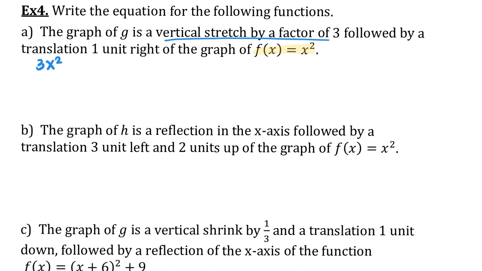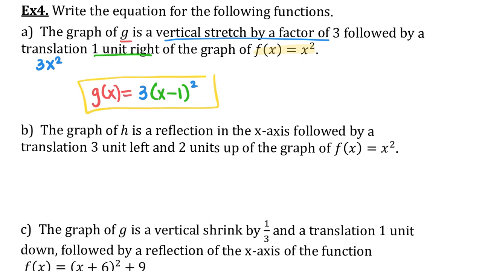Okay, then what am I going to do? Followed by a translation 1 unit right. So the 3 is going to stay there. I'm going to move it 1 unit right. So 3 times (x minus 1) squared. And then what am I calling this? G. So I stretched by 3, and then I moved it 1 unit right. There's my function.